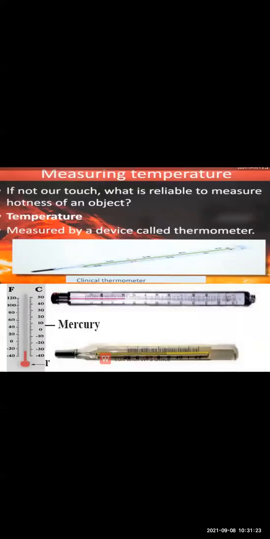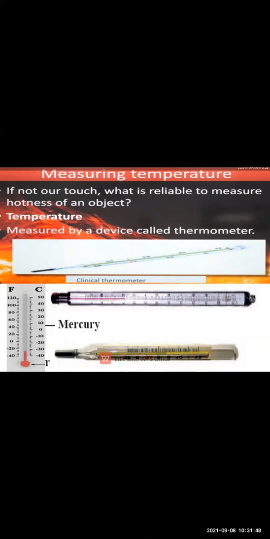So heat can be in any form: boiling the milk, cooking the food, a bonfire, or a fever. If a person is getting a fever, many a times we use the thermometer for measuring the temperature of the body.